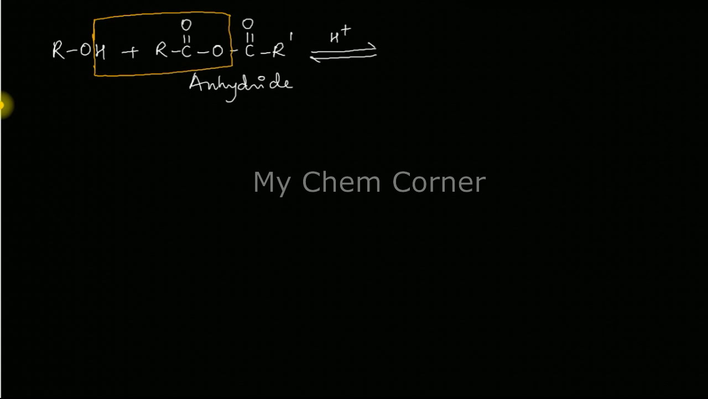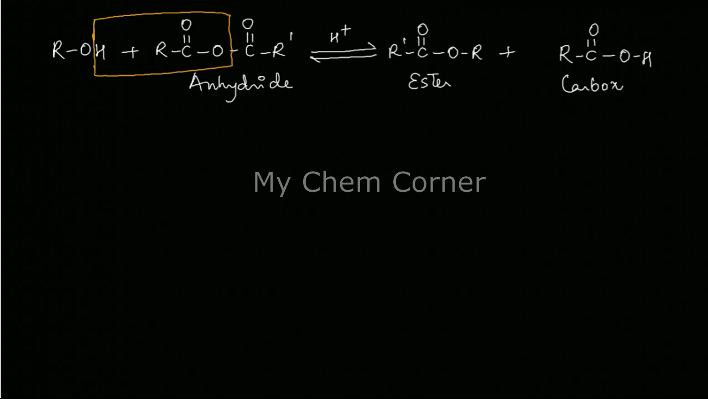Alright, so here the bond will break. Hydrogen being positive will bond to the negative center of oxygen here and your byproduct here is going to be R, C double bond O and OH. Alright, now the remaining part, let's see. R dash, C double bond O. This is coming from the anhydride. The remaining comes from the alcohol, OR. So here you have ester and you have a carboxylic acid as the byproduct.